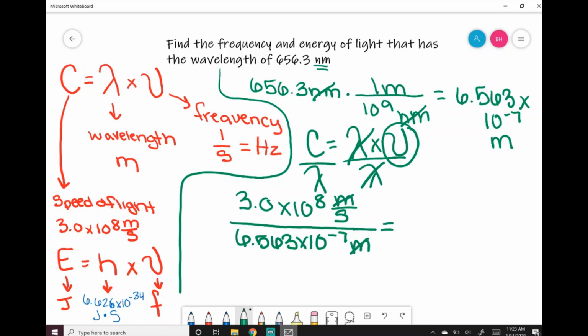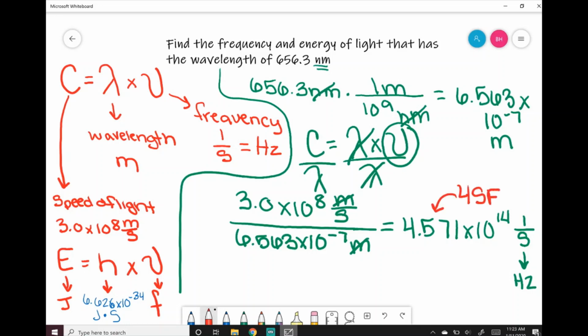And when you solve this, you get 4.571 times 10 to the 14th. This is inverse seconds, or we know that this could also be hertz. I'm going to keep it as inverse seconds because in the next equation, you'll see that it's really nice that the second actually cancels out. Do also notice that in this problem, my answer has 4 significant figures because I'm basing it off of the 4 significant figures in my original number. So this is the first part. This right here is our frequency.